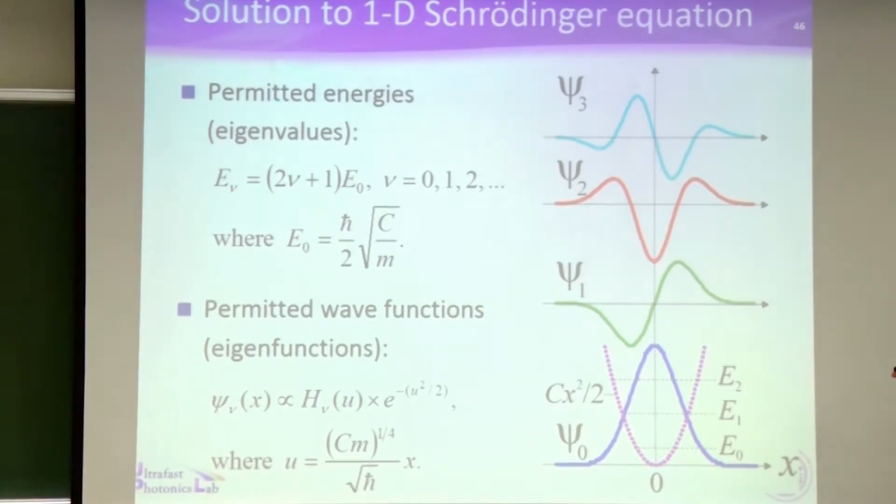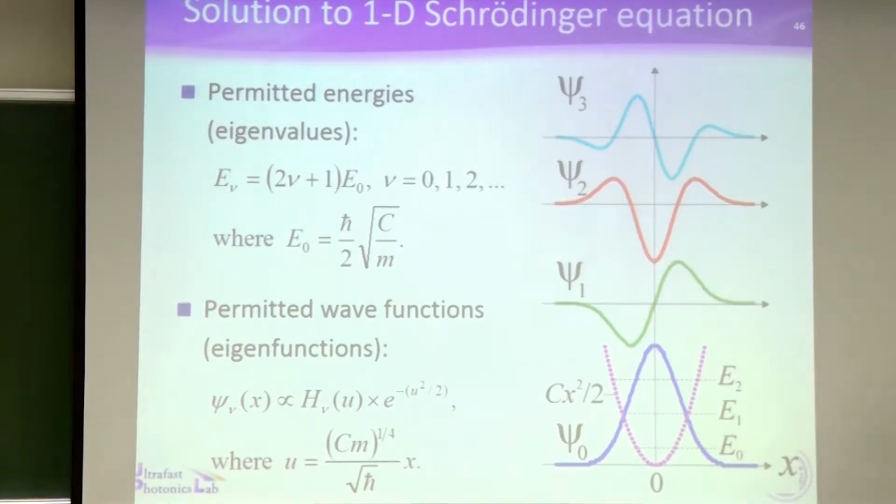You have permitted energies, right? Discrete permitted energies. E sub nu equals 2 nu plus 1, which is an odd integer, times a basic number, E0, determined by the corresponding coefficients. Okay? You have permitted wave functions or eigenfunctions, which are Hermite-Gaussian functions, a nu-th order Hermite polynomial times a Gaussian, right? It's well known in quantum physics.